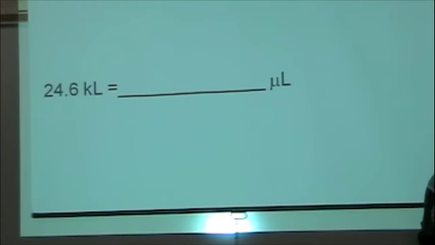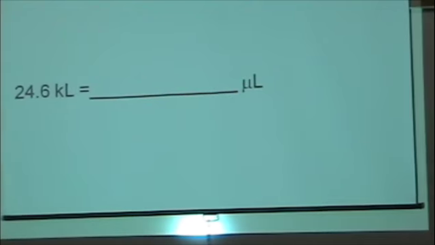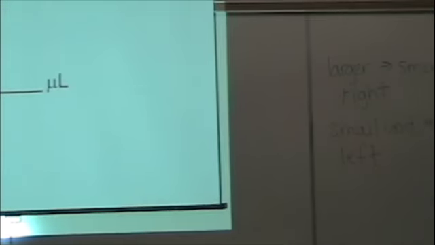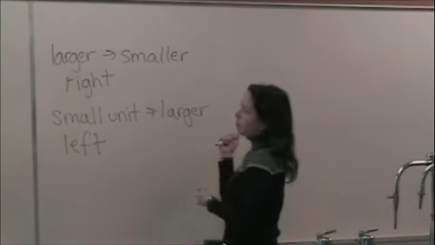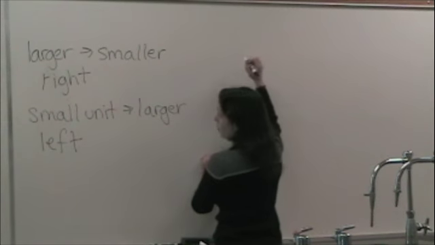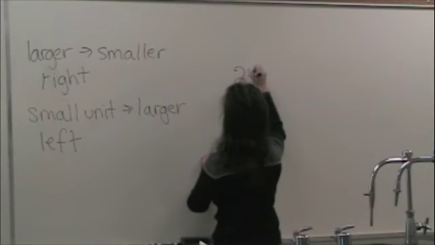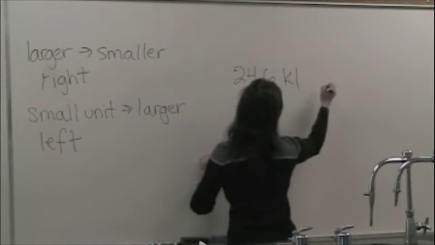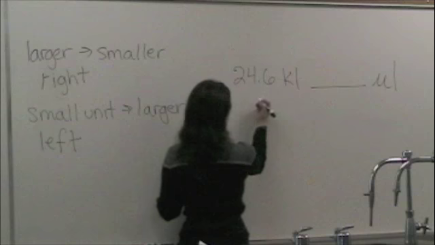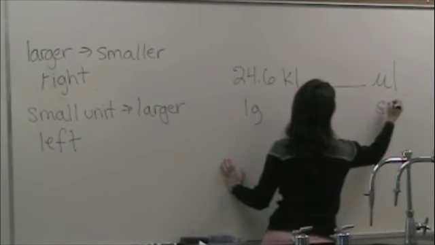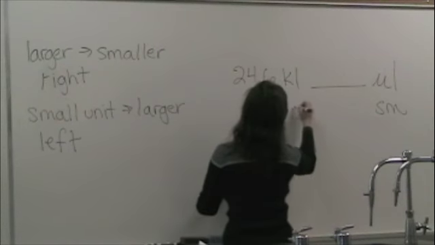This again is one where we're going from a larger unit to a smaller unit, so we're going to have to move the decimal point to the right. But this one's a little bit different because we are not going to our base unit. We're going from 2 different units that are not base units. So 24.6 kiloliters is how many microliters? So this is large, this is small. We're going to move the decimal point to the right.